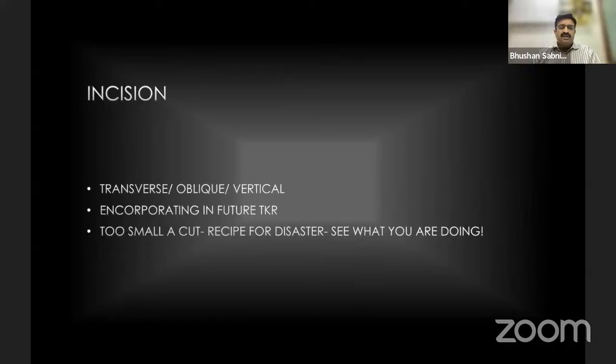Now, incision can be entirely up to you. There are people who are still happy doing transverse or oblique incisions. Most of us have moved to a vertical incision because it's easier to incorporate in a future TKR. One word of caution: seeing senior accomplished surgeons doing osteotomy through small incision makes most of us start doing osteotomy through a very tiny cut. But that's again a recipe of disaster. I feel you should see what you're doing and not imagine what you're doing or feel what you're doing.